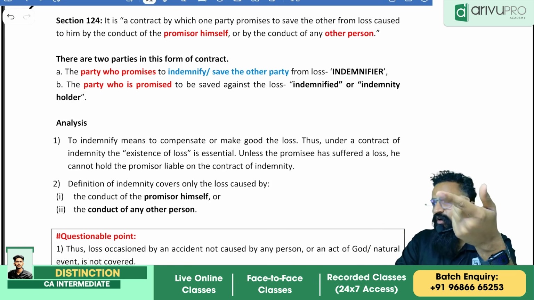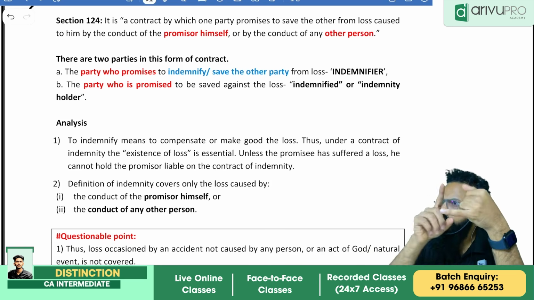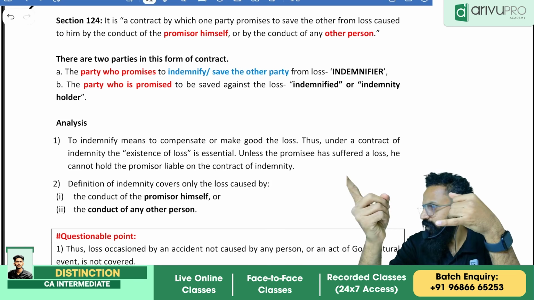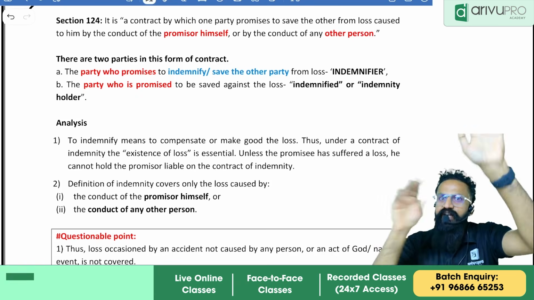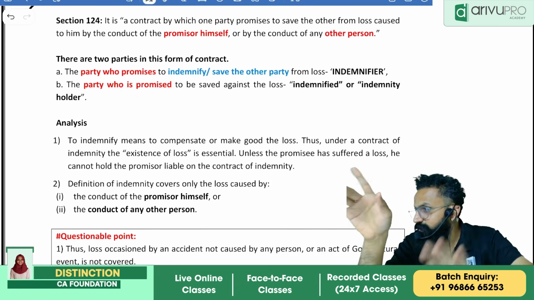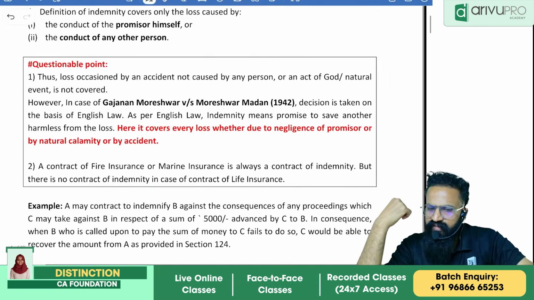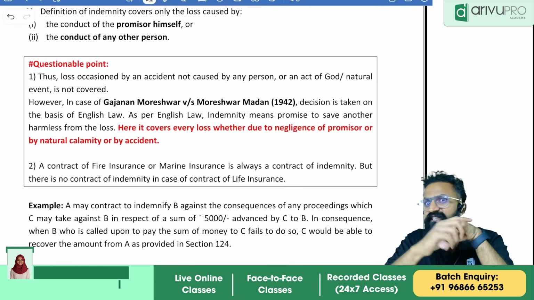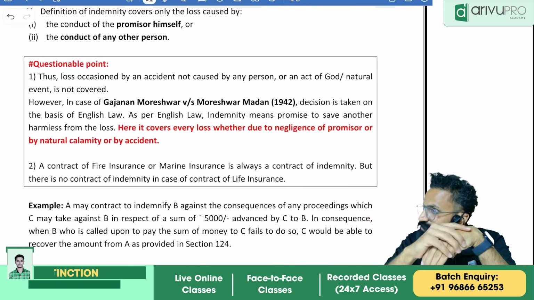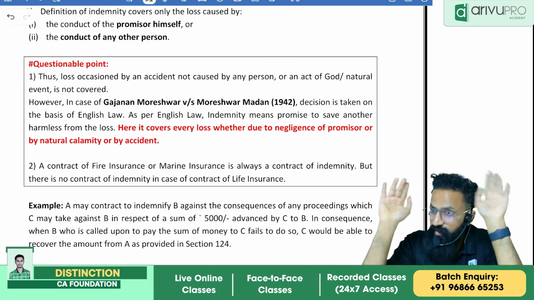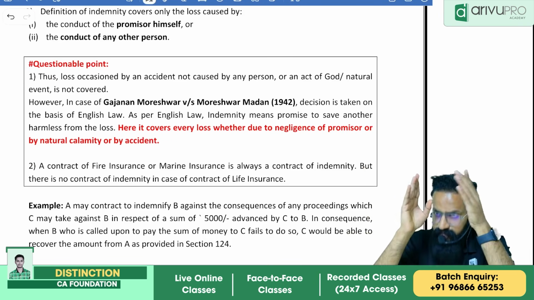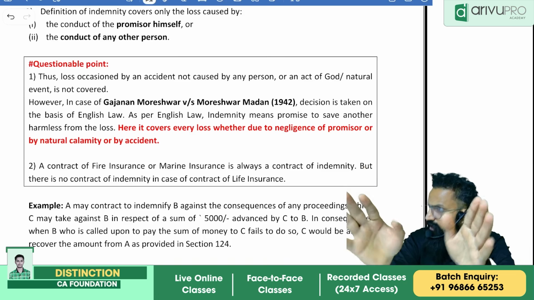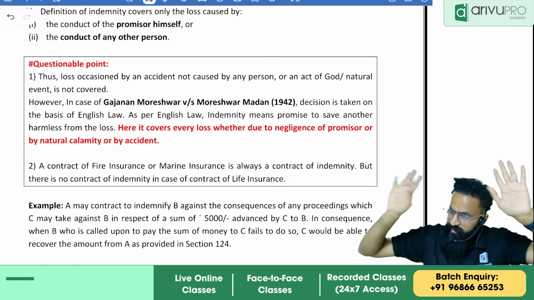And who can cause the loss? It can be the promisor himself or any third party. So what if it is an act of God? Generally, it is not enforceable. But recently, there is a case law, what is that? Gajanan Moreshwar versus Moreshwar Madanna. In this case, they have taken the help of English law and they have said even an act of God will also be covered. When you are writing an exam, write it in this way only: generally, not possible. However, in this case, this is what has been the judgment.